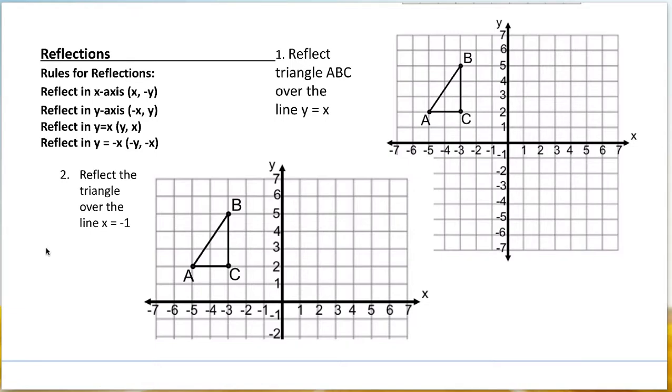Let's look at reflections. There are some rules for reflections that you're welcome to memorize and use, such as reflecting in the x-axis. If you are reflecting in the x-axis, the sign of your y value will change. When we write the rules like this, the negative sign indicates a sign change. It does not mean that your y value is going to be negative necessarily, and it doesn't mean that your x is going to be positive. It's just whatever you had at the beginning, you're going to change the sign on the y, and that is how you reflect in the x-axis.